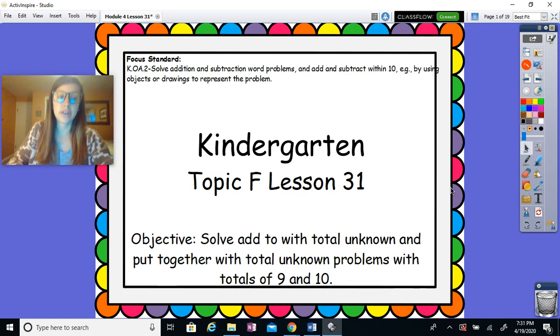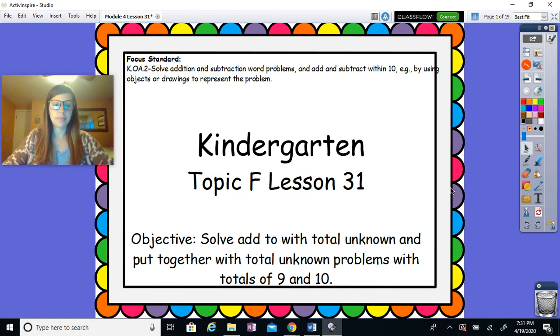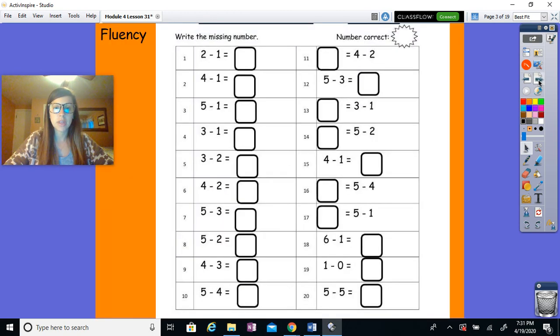So let's get started. We're going to read our objective first. Read with me. I can solve add to and put together problems with totals of 9 and 10. So some of our story problems are going to have a total of 9 and some of them will have a total of 10. So let's get our brains thinking about math by doing a little bit of fluency.